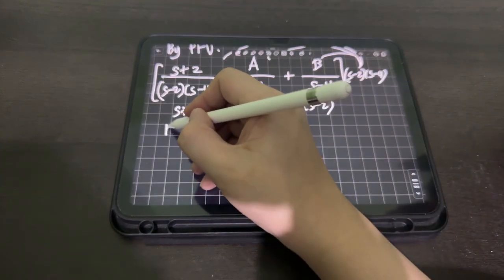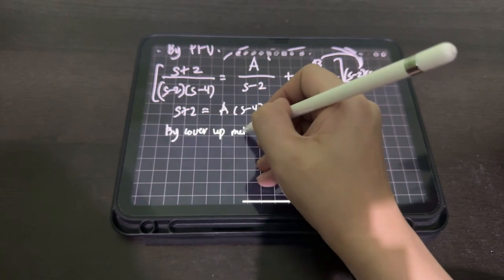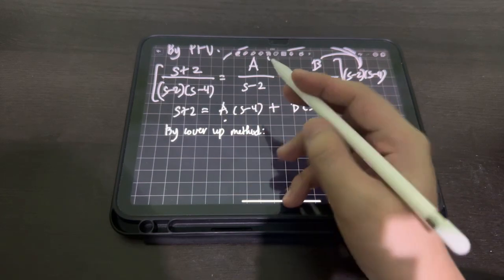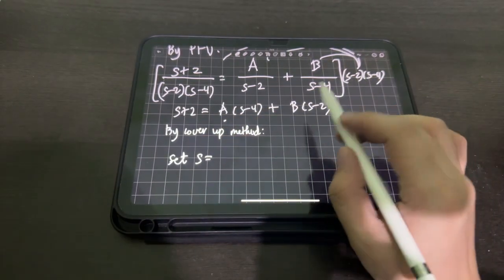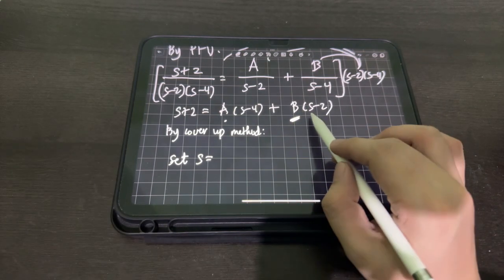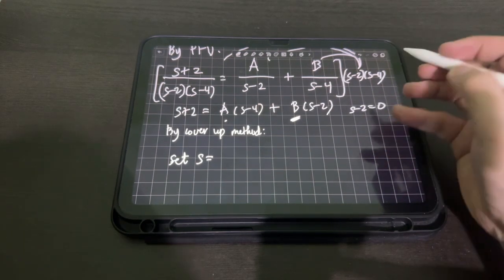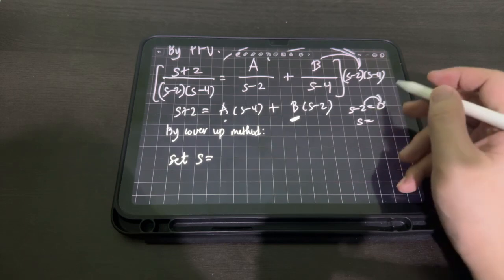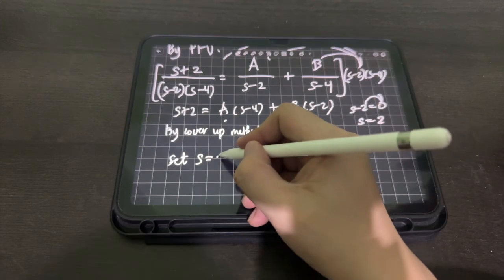Now, by cover-up method, again, if we want to solve for a first, so we set s to be equal to, look for the factor of the other unknown b. Its factor is s minus 2, right? You set that to 0. Solve for s. Transpose negative 2 to the right, positive 2. So s is equal to 2.